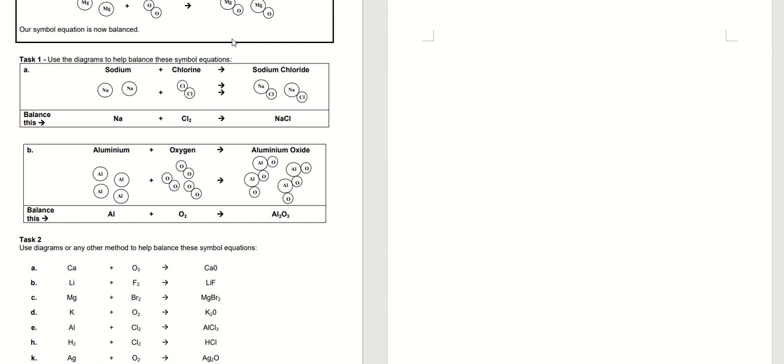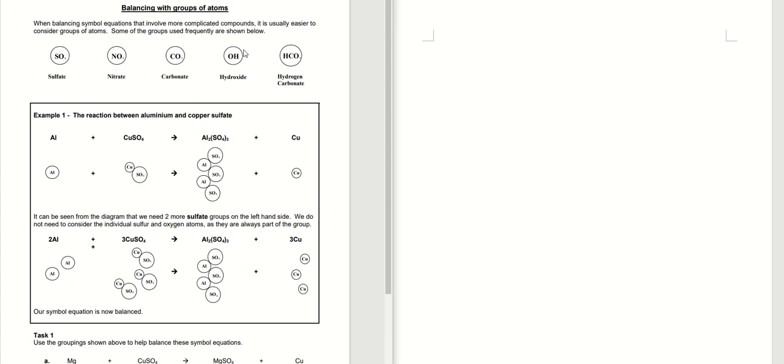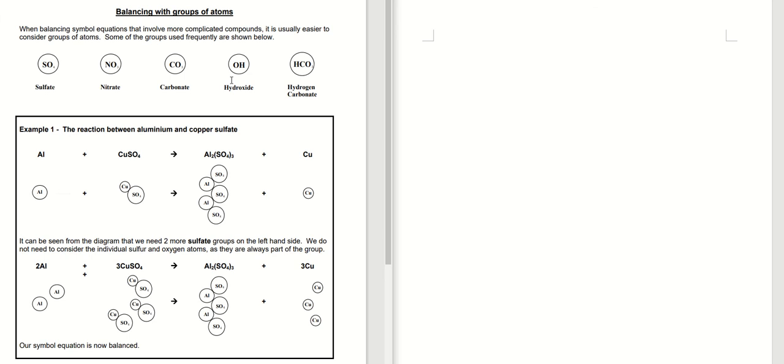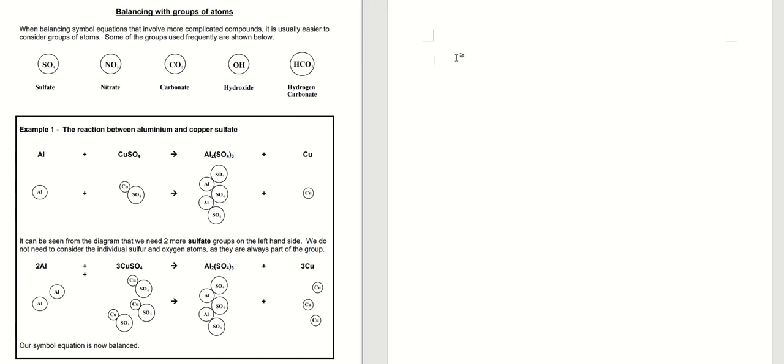With the balancing equations, there is one more example I want to go through first, though. What if we balance a group of atoms? Say, for example, we have the ions of sulfate, nitrate, carbonate, hydroxide, and hydrogen carbonate. You can see how these formulas have really small little subscripts to them. How do we balance the equation under that circumstance?